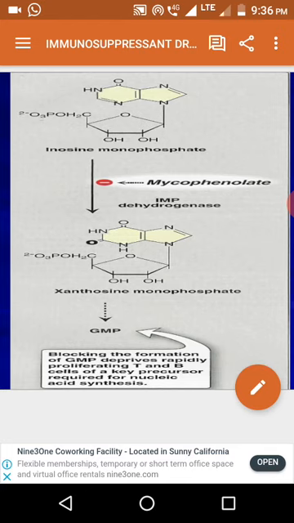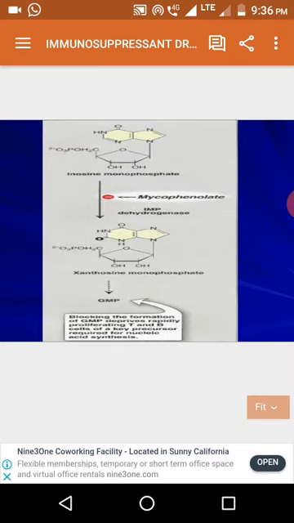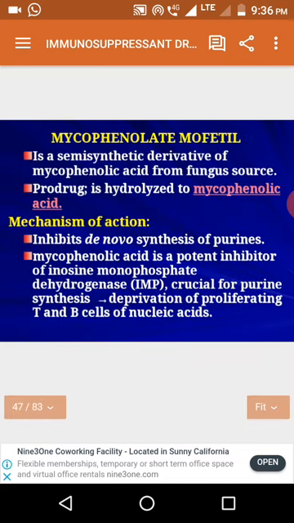Mycophenolic acid is going to inhibit IMP dehydrogenase. IMP dehydrogenase is the enzyme which converts inosine monophosphate to xanthosine monophosphate. Xanthosine monophosphate is converted into GMP. GMP is converted to GDP, and GDP to GTP. The GTP is involved in the synthesis of both RNA and DNA, the nucleic acids. So this is nothing but de novo synthesis. De novo means it is synthesized within the cell.